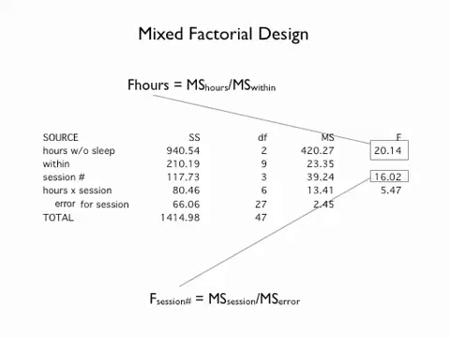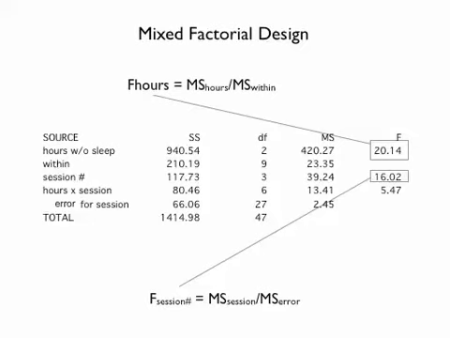We have session number, which is the repeated measures factor, which means we're going to use MS error, right? MS error for the denominator. And there it is right there. This is MS error for this session. Remember, that's going to be much smaller than MS within because we subtracted out that variability due to subjects.